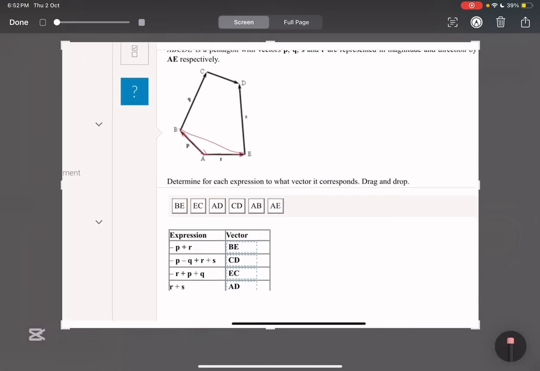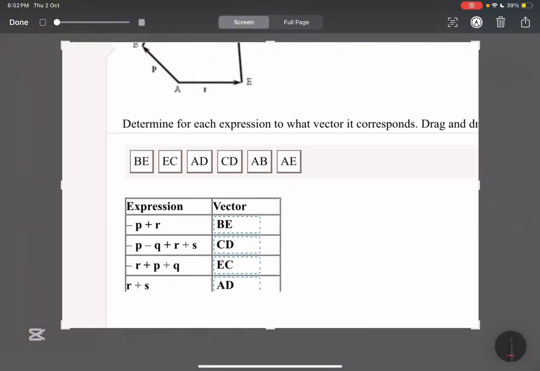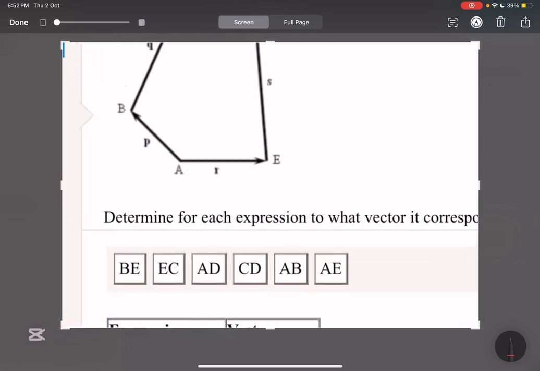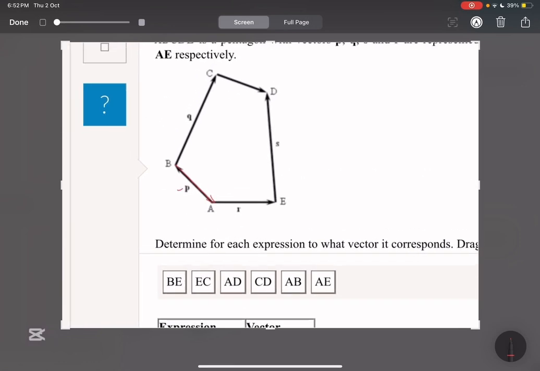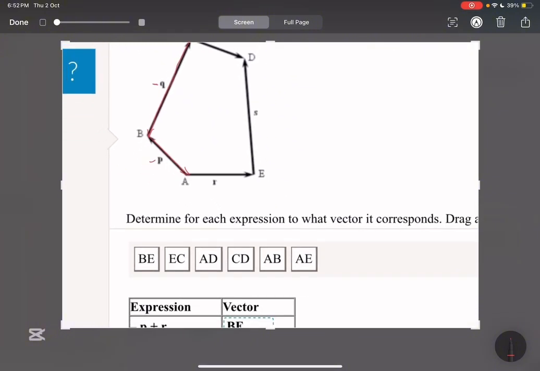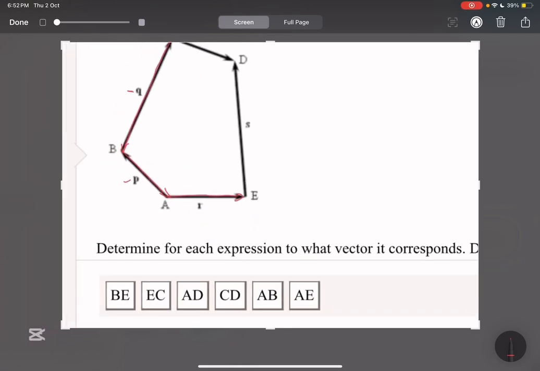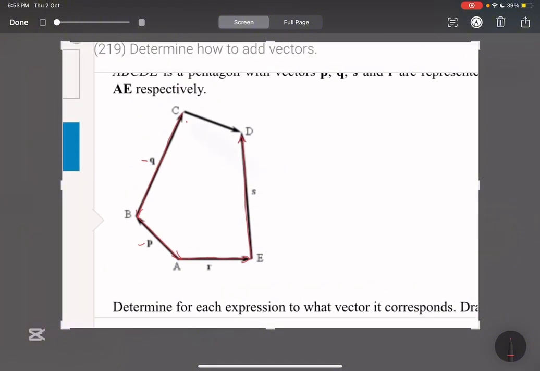Now the next one is negative P minus Q plus R plus S. Okay, very easy. Negative P is from A to B, so they want negative, so we flip it. It becomes B to A. So this is negative P, okay, minus Q, so Q is from B to C. We also flip it because they want minus Q, so negative Q also. Okay, so now we have C to B to A, and then they want plus R plus S, so we just add the normal R and the normal S, and so it will be from C to D.